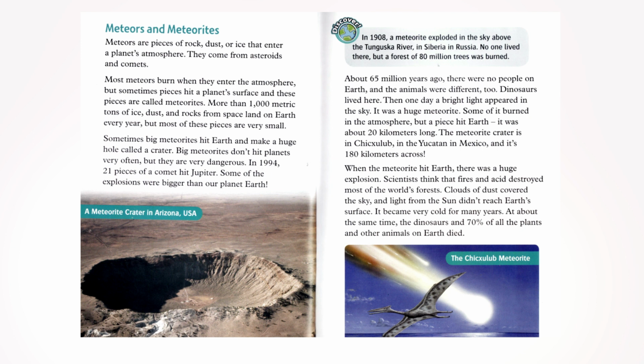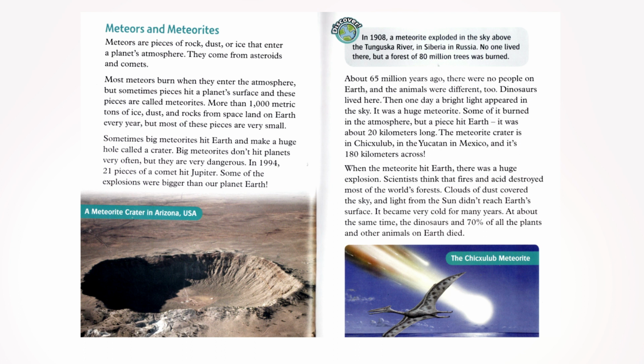Meteors and meteorites. Meteors are pieces of rock, dust, or ice that enter a planet's atmosphere. They come from asteroids and comets. Most meteors burn when they enter the atmosphere, but sometimes pieces hit a planet's surface, and these pieces are called meteorites. More than 1,000 metric tons of ice, dust, and rocks from space land on Earth every year, but most of these pieces are very small.